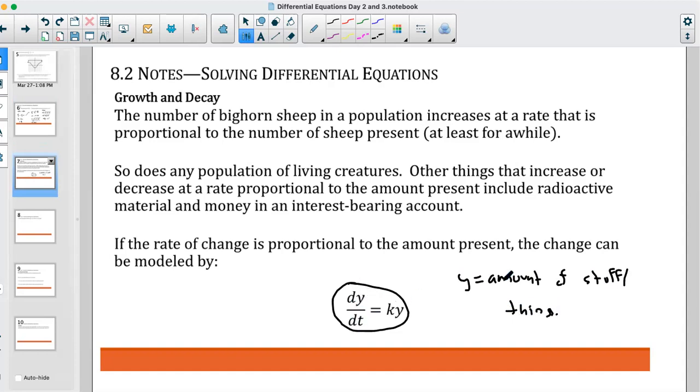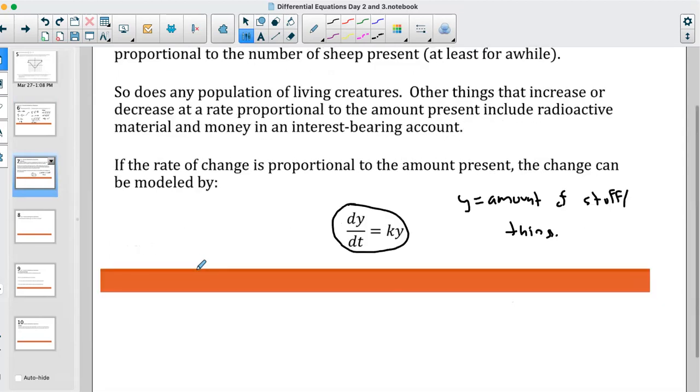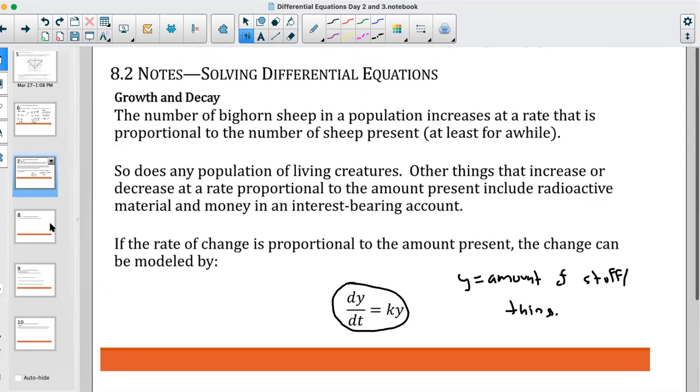So the change in that amount of stuff is proportional to the amount of stuff there is at that time. So the more stuff there is, the bigger the change is. And the k is like a constant that is specific to the individual situation. We often are tasked with finding that constant in order to solve the problem. So this is the one application of differential equations that appears on the AP test, so we're going to talk about it in some detail.